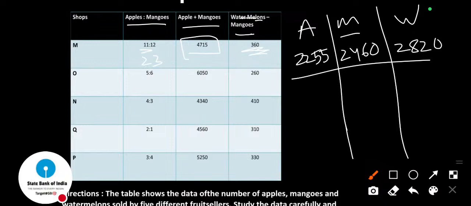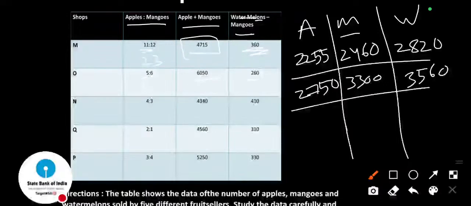Next one, 5:6 means total 11 parts. 11 parts value is 6050. So one part value will be 550. So 550 into 5 is 2750, and 6 into 550 is 3300. And if we add 260 to 3300, we get 3560.